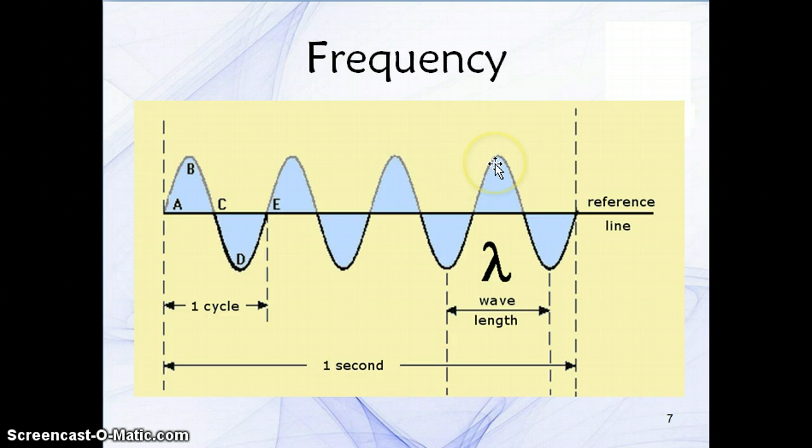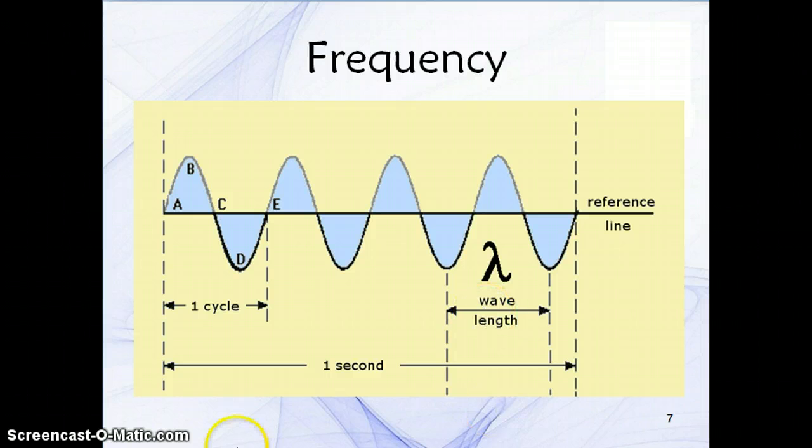That would be the wavelength. The distance in space occupied by one cycle of a radio wave at any given instant varies from a few hundredths of an inch at extremely high frequencies to many miles at extremely low frequencies. The expression for wavelength would be the Greek letter lambda.